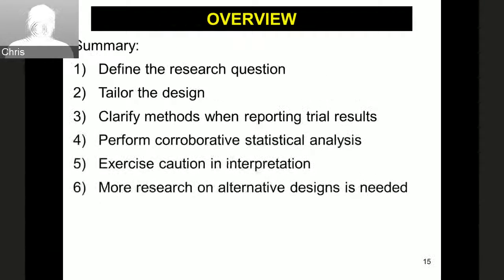Next slide, please. So if you look at those six summaries, these are the summaries that the committee came forward with for their recommendations on small clinical trials.